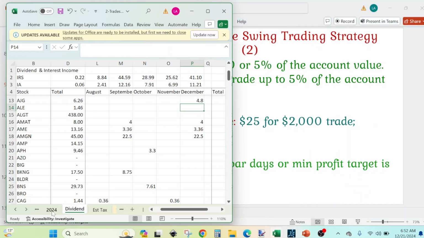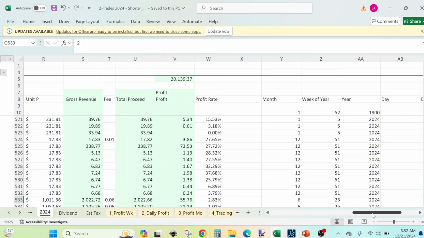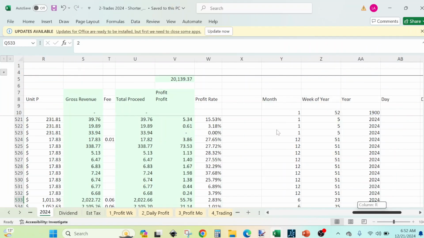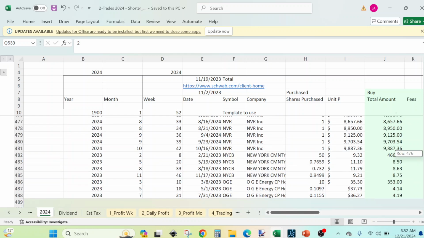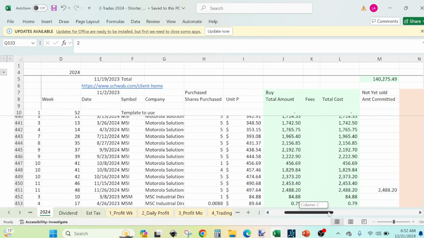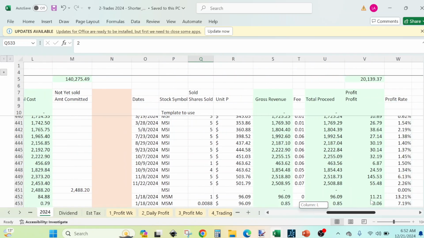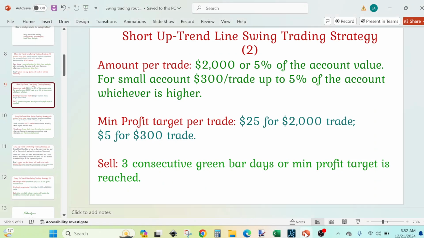and we traded quite a bit. We traded the same stocks multiple times and just locked in small profits along the way. And that allows us to trade often, multiple times a week, and to practice the swing trading strategy.